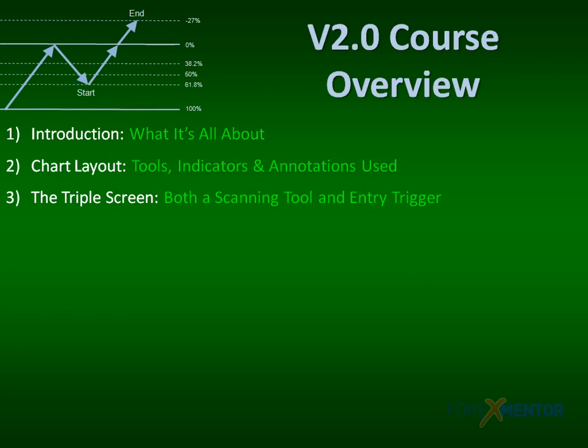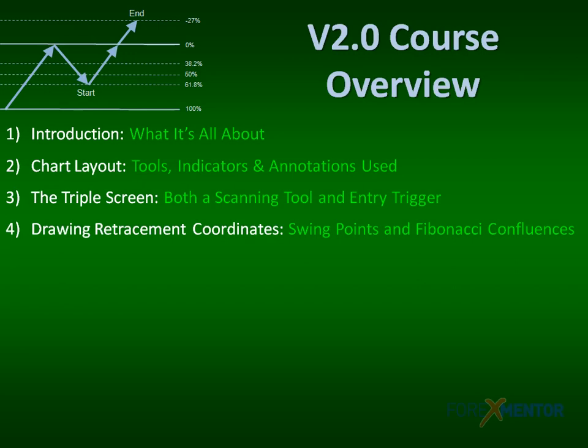Next up, Module 3 introduces the triple screen concept, which is both a scanning tool and an entry trigger. And we'll explain exactly how it does both of those things in greater detail, of course. In Module 4, we'll show you how to draw retracement coordinates using swing points in conjunction with Fibonacci confluences, support or resistance, as appropriate. In Module 5, which is entitled Rules, Rules, Rules, we'll talk about exactly that, all of the rules which govern how to enter and exit a Fibonacci swing trade smartly.